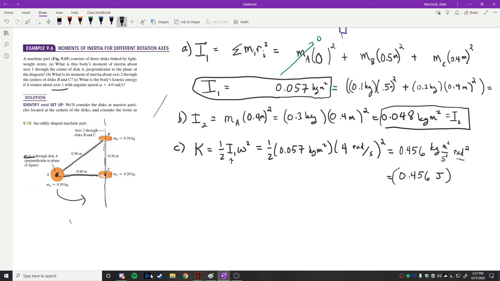There we go. That's a couple simple moment of inertia calculations, as well as a kinetic energy calculation. Anyone have any questions?